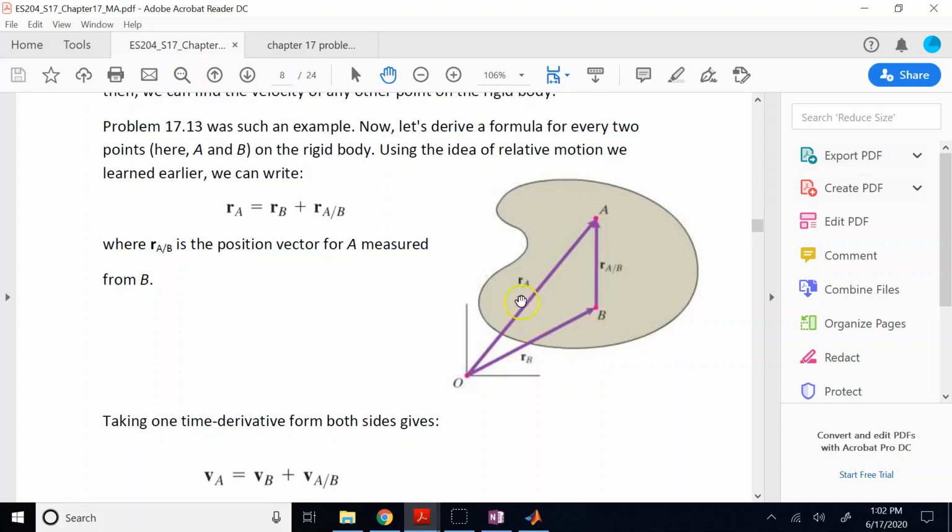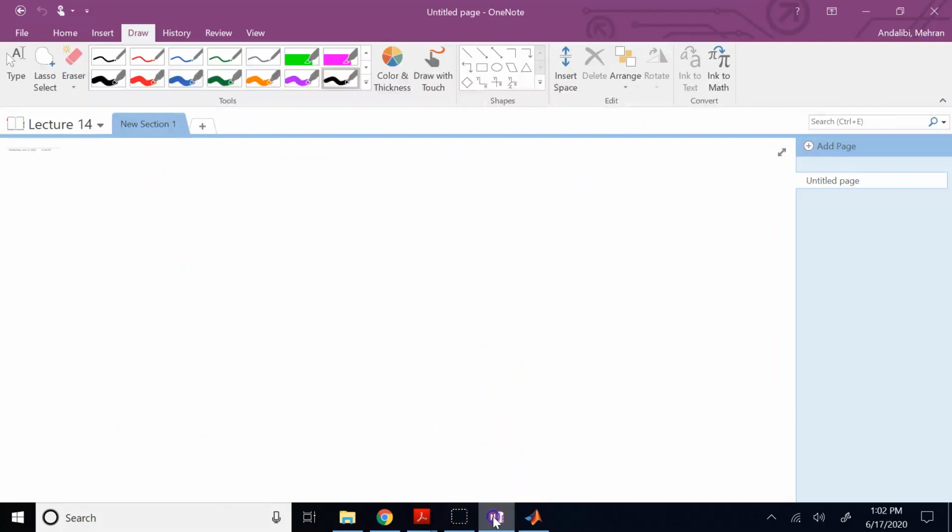So here we assume this is a rigid body, and then we consider two arbitrary points, B and A. The position vectors for B and A are R sub B, R sub A, and then the position of A with respect to B is R, A slash B. And pay attention that R of A slash B connects B to A. It's R of A as if the center is at B. So that is a very important notation that we have to emphasize right here at the beginning.